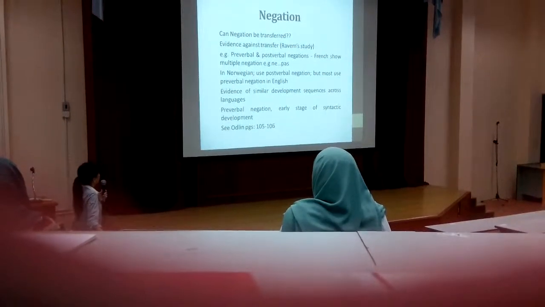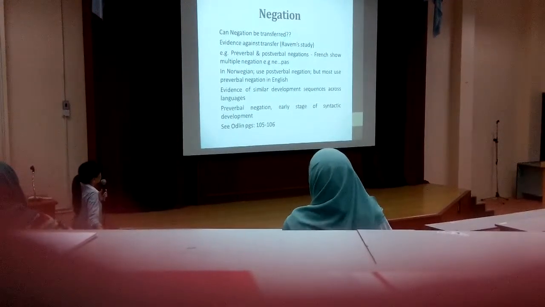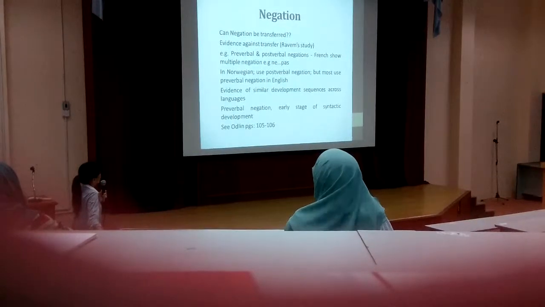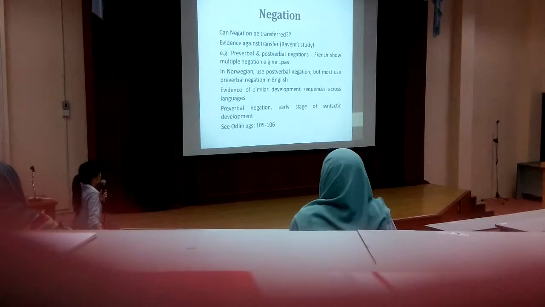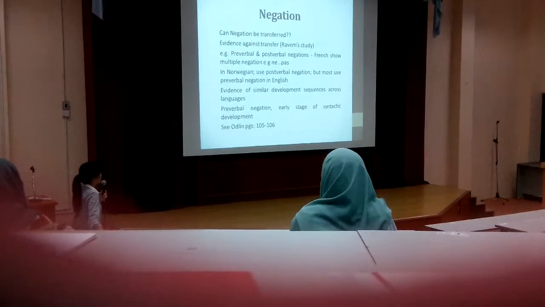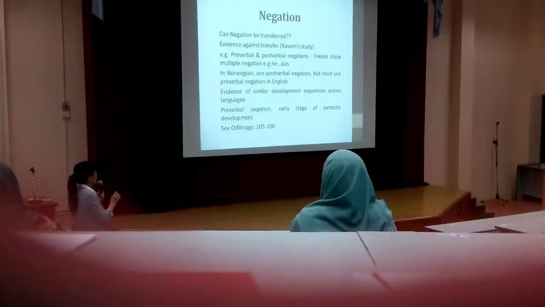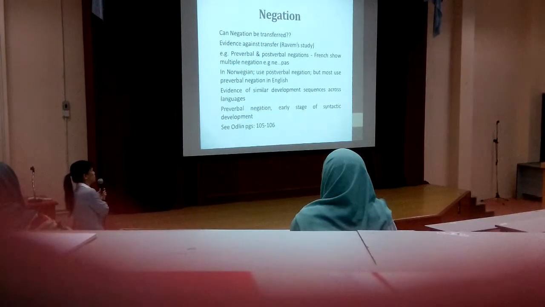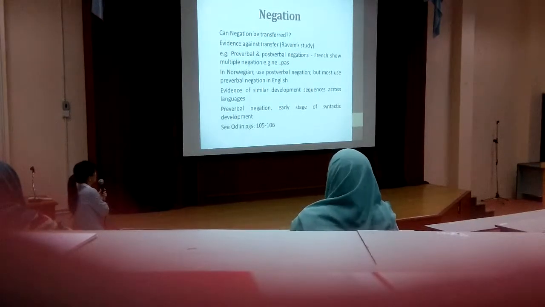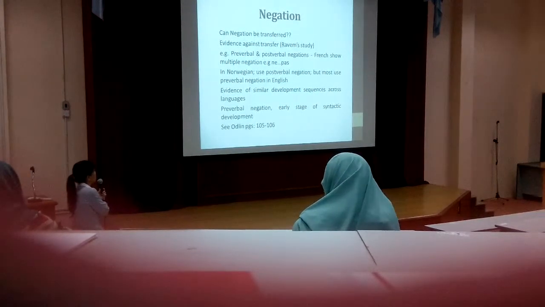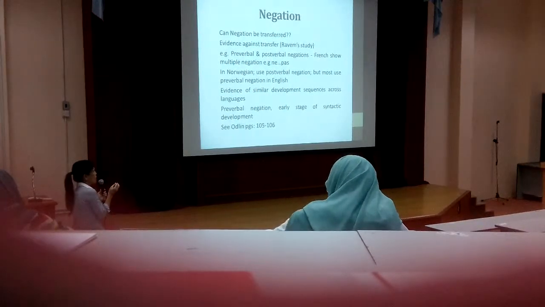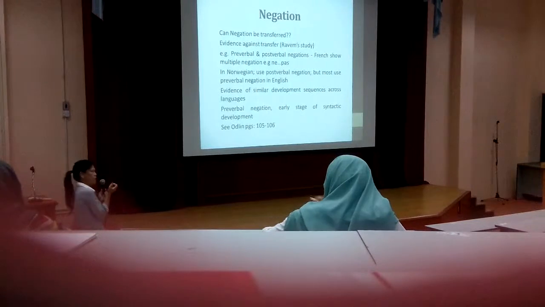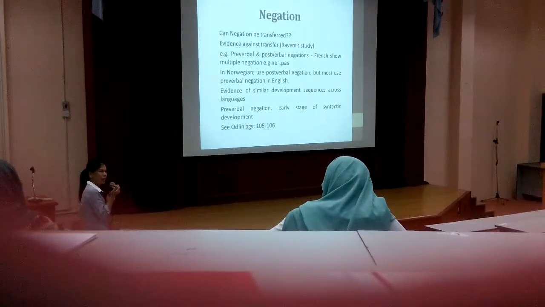Okay? Now, Norwegian uses post-verbal negation, but most use pre-verbal negation. Evidence of similar development sequences across languages. Pre-verbal negation, early stage of syntactic development. Now, basically, again, looks like Otlin is the one. Let me find another reading material. Basically, the same principle applies. If in Malay you say tak nak, you don't say ada nak tak. Oh, nak tak also can. This is a question, kan?